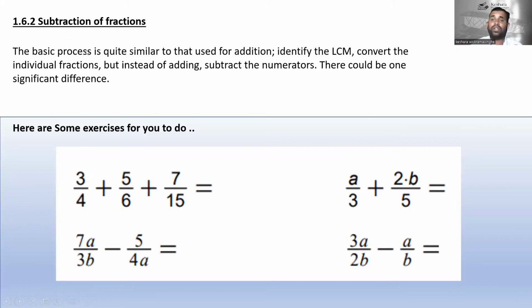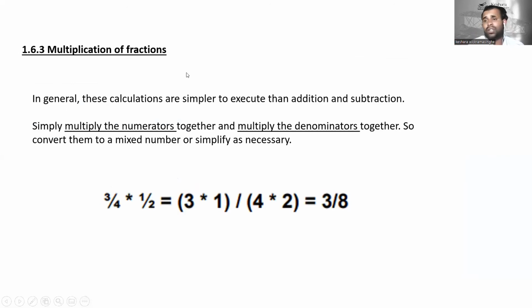Okay, so now let's go to the subtraction of fractions. The basic process is quite similar to that used for addition. Identify the least common multiple, convert the individual fractions, then instead of adding, subtract the numerators. There could be one significant difference, all right? So subtraction is also the same as addition. First we have to find the least common denominator, then we have to solve the problem, right? So here are some exercises for you, so you can pause this video and do these exercises.